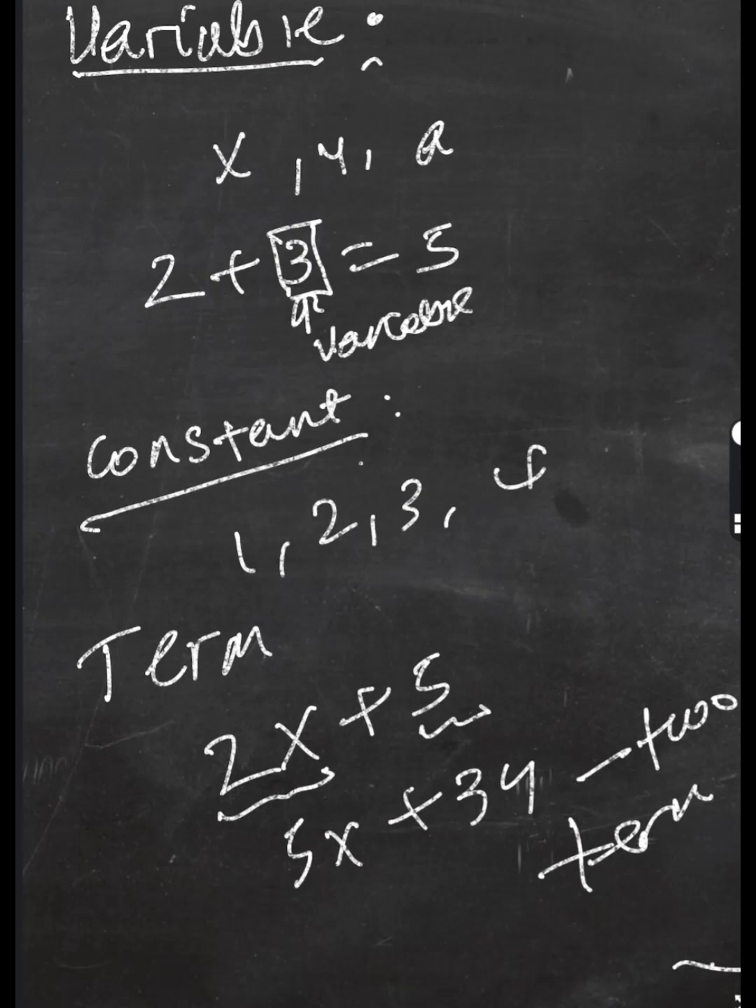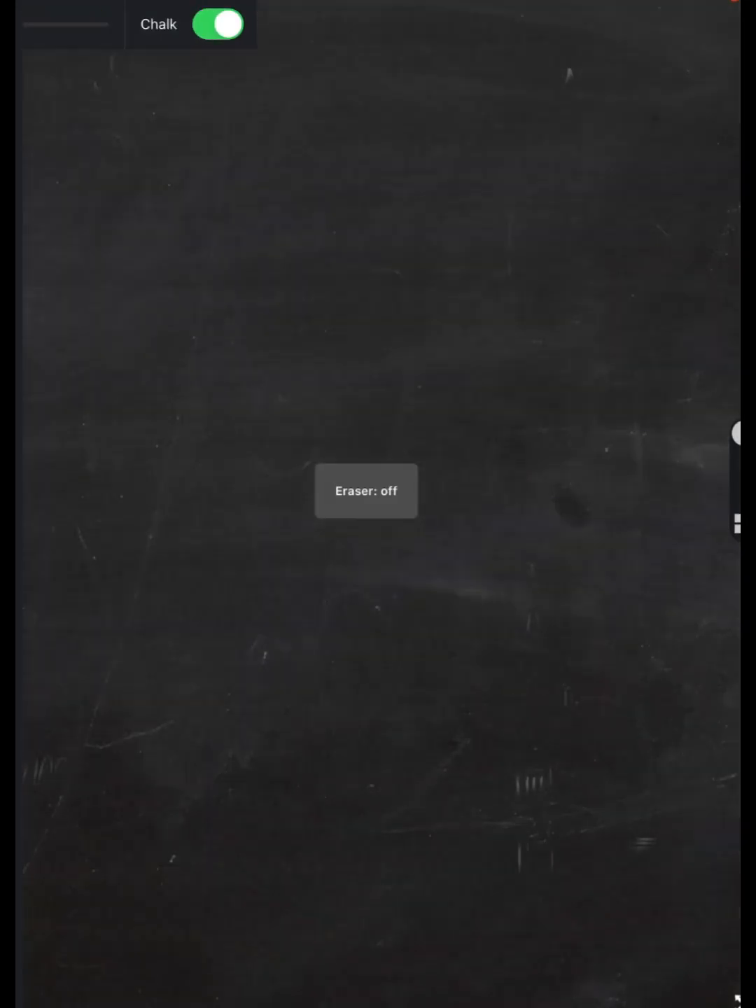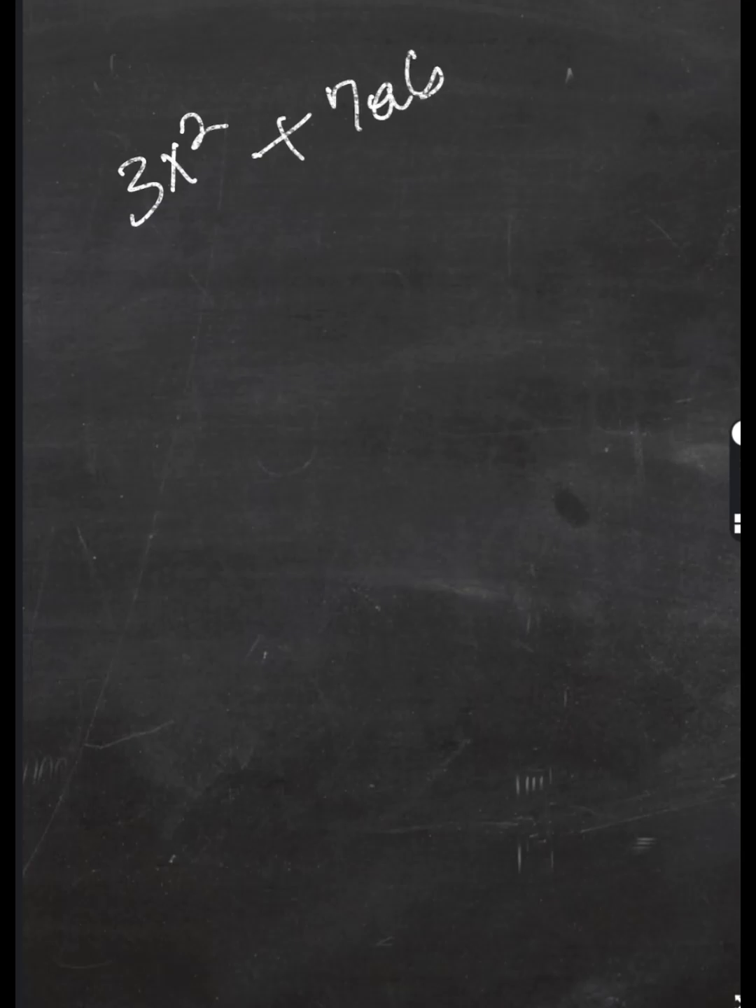Or I could even do, let's say, 3x squared plus 7ab plus 2e. These are 3 terms: the first term, the second term, and the third term. These are terms. The next one is algebraic expression.